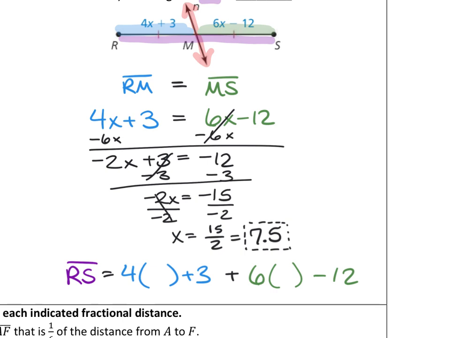What should go in that parentheses? 7.5. That's what we got for my x, so we just need to fill it in here and here. Now that's a calculator question because I don't want to do decimals by hand, so go ahead and type all of that in. 4, open parentheses, 7.5, close parentheses, plus 3, plus 6, open parentheses, 7.5, close, minus 12. All in one fell swoop with parentheses and everything.